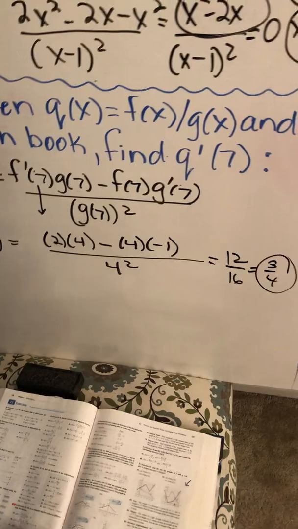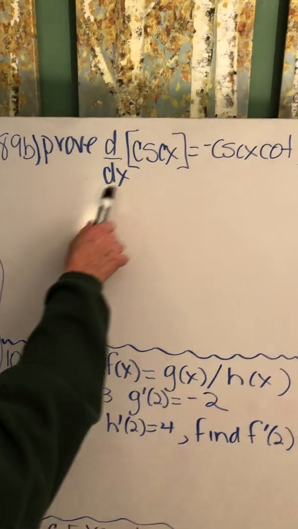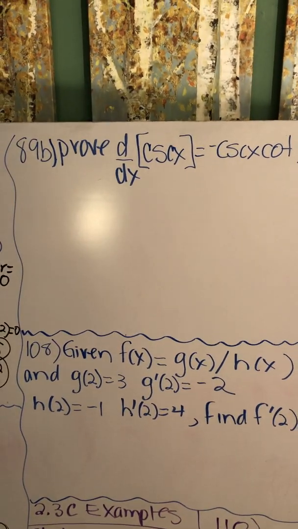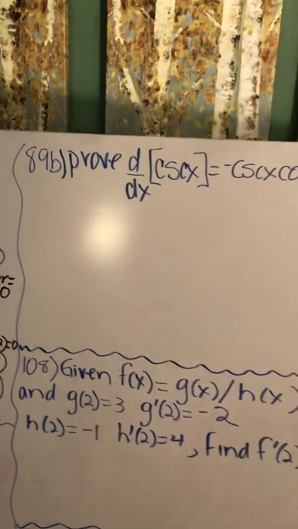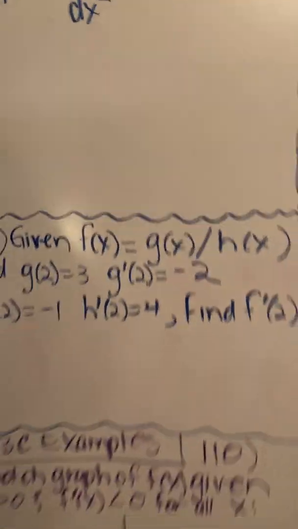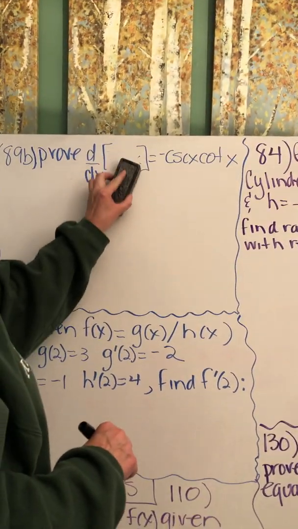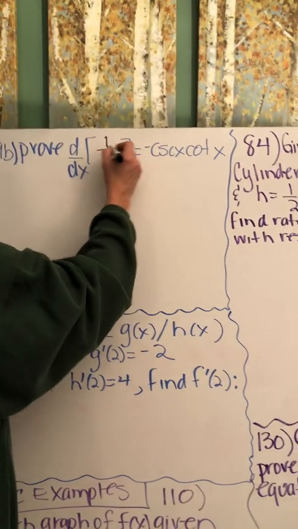Next, 89b. I obviously asked for A and C. They want you to prove that the derivative of cosecant is negative cosecant cotangent. I had you memorize that fact. Why is it true? Here's what we're going to do. Where you see cosecant here, we're going to write that as 1 over sine.